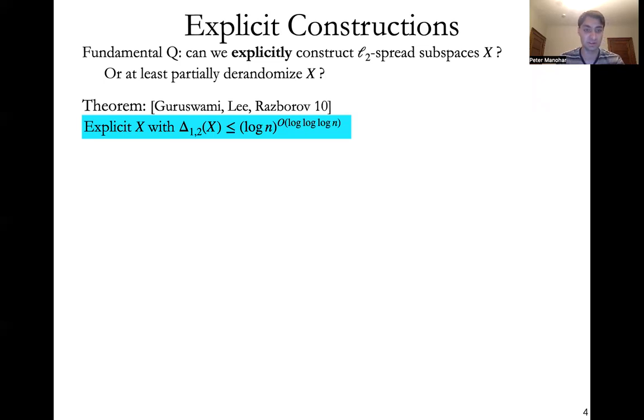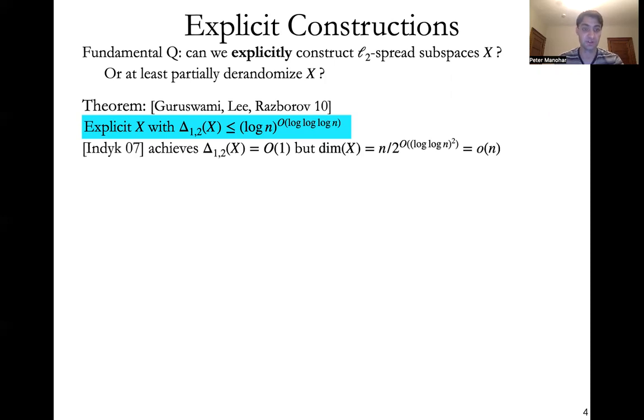And so along these lines of work, there is this theorem due to Guruswami-Lee-Razborov, which shows an explicit X which gets distortion that's log n to the log n. And this is the best known explicit subspace. Although I should mention this other work due to Piotr Indyk that achieves constant distortion, but dimension that is slightly sublinear in n. And so for the purposes of the talk, I'm only going to be considering subspaces X which have dimensions, say like at least 0.99 n or something very high and linear in n. So this construction won't really count.